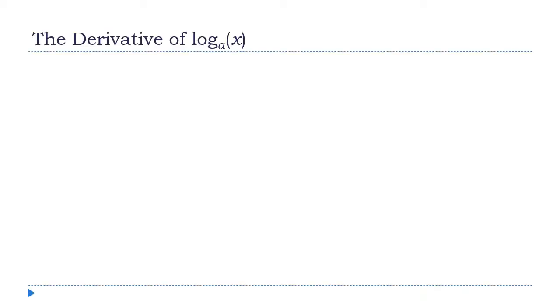Now that we know how to differentiate the natural logarithm, and the natural exponential function, the base e exponent, we need to know how to do this if it's a different base. What if it's base 3 instead of base e, for example? Well, for the logarithm, it's actually pretty straightforward. I want to figure out the derivative of the log base a of x.